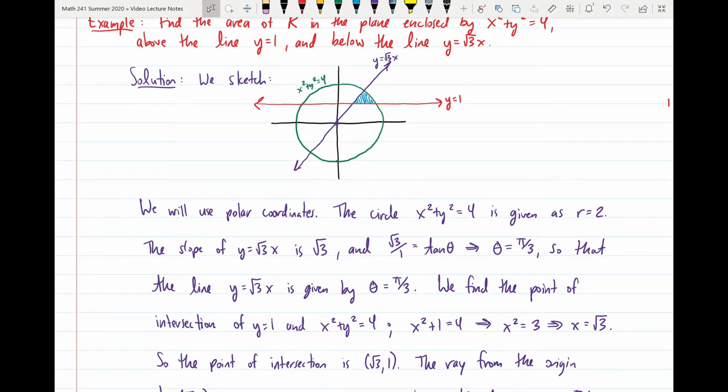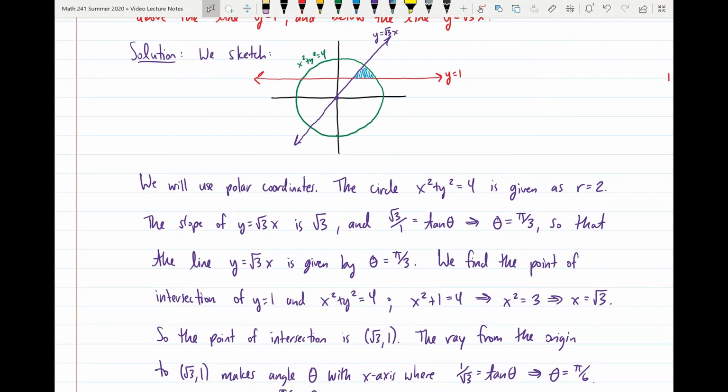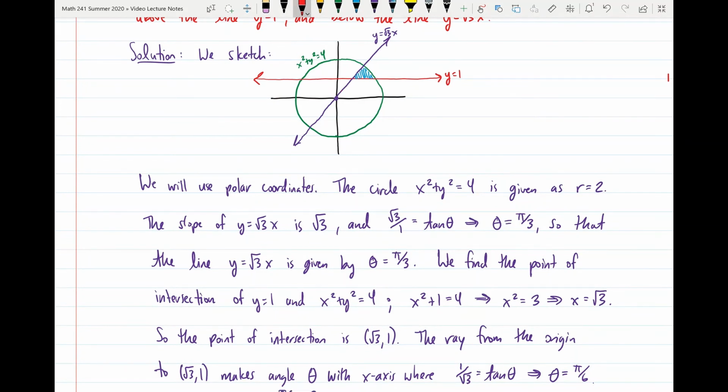So the circle x squared plus y squared is equal to 4 is given as the function r equals 2 in polar coordinates. We also want to write both of our lines, y equals the square root of 3 times x and y equals 1, in polar coordinates as well. And remember that for a line that goes through the origin, the equation in polar coordinates is going to be theta is equal to the angle that line makes between itself and the x-axis.